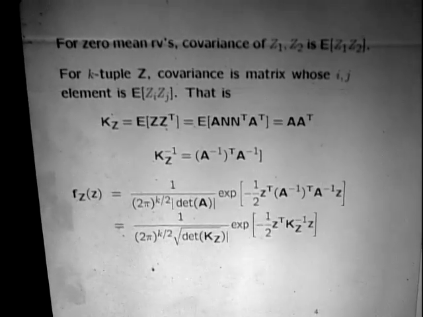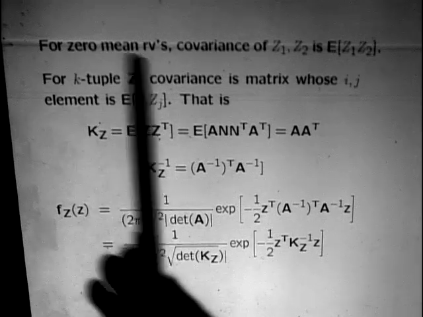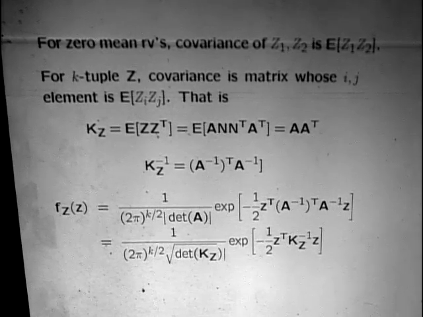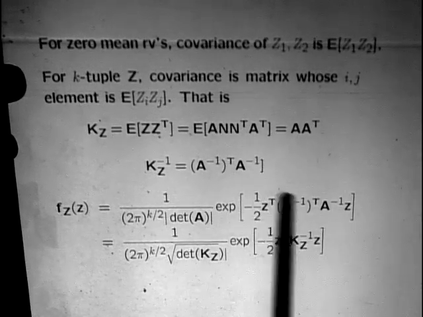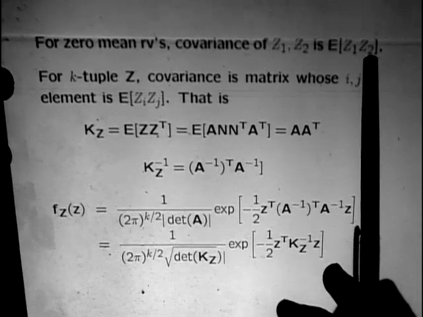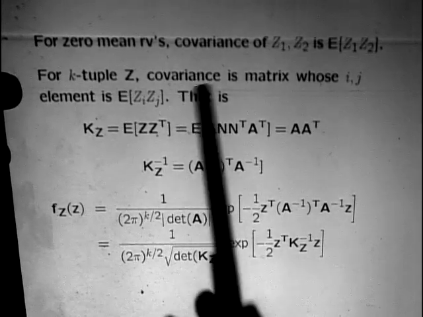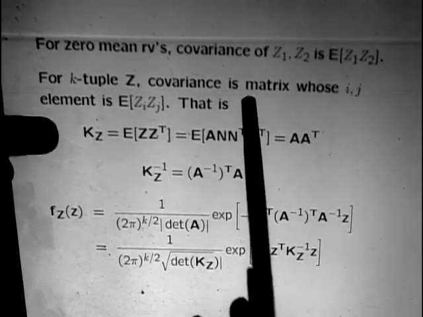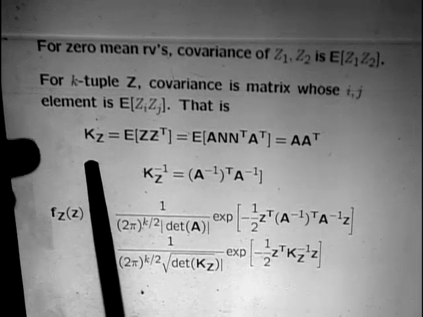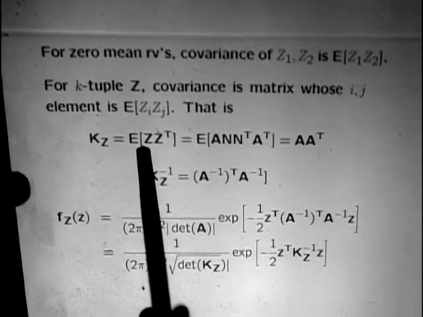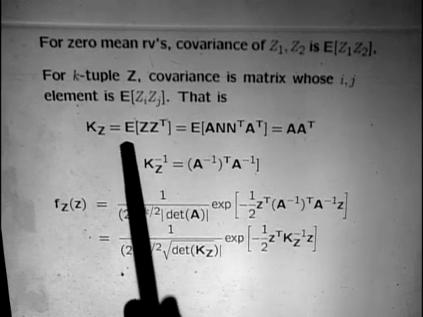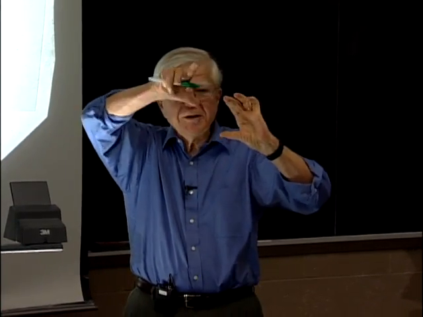Okay, now we want to simplify that a little bit. Anytime you're dealing with zero mean random variables, now remember I'm going to forget to say zero mean half the time because everything is concerned with zero mean random variables, the covariance of z1 and z2 is the expected value of z1 times z2. So if you have a k-tuple z, the covariance is a matrix whose ij element is the expected value of zi times zj. And what that means is that the covariance matrix, this is a matrix now, is going to be the expected value of z times z transpose. Z is a random vector, which is a column random vector. Z transpose is a row random vector, which is this simply turned by 90 degrees.